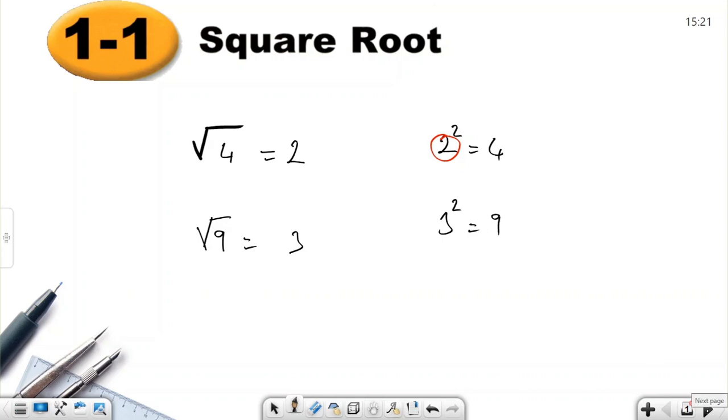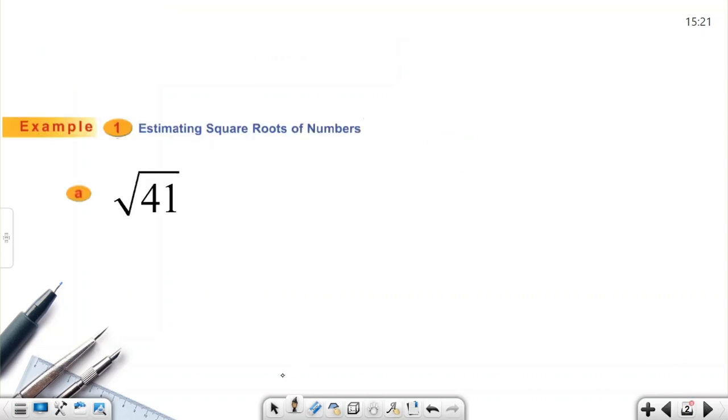What we are going to talk about, this is from the 9th grade book, is estimating the square root of a number. As you see, there is the square root of 41, and 41 is not a perfect square. So let's remember the perfect squares.